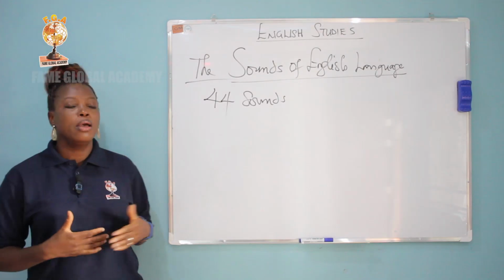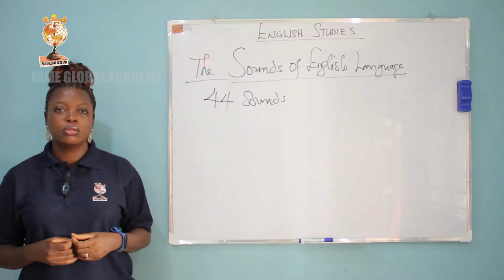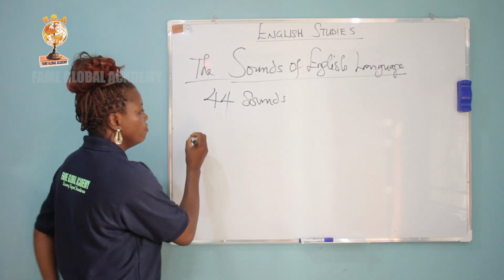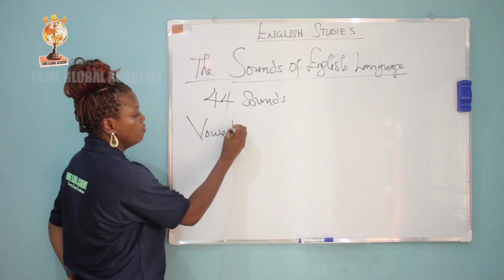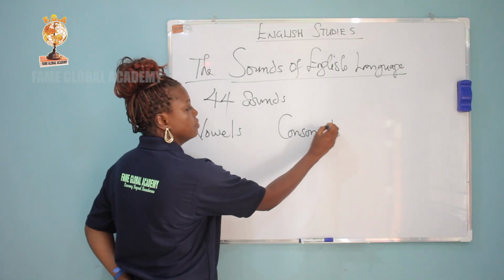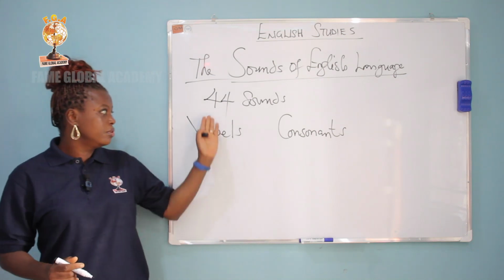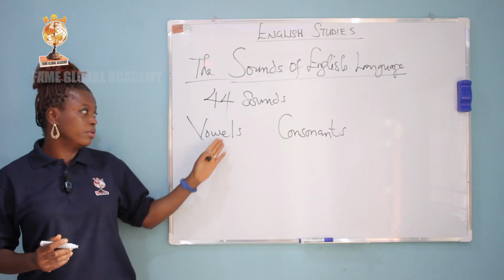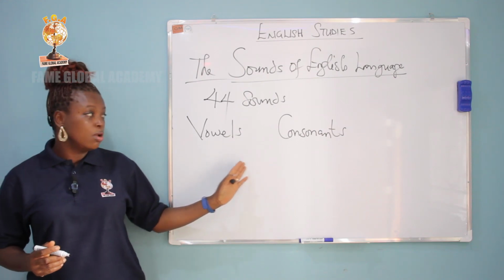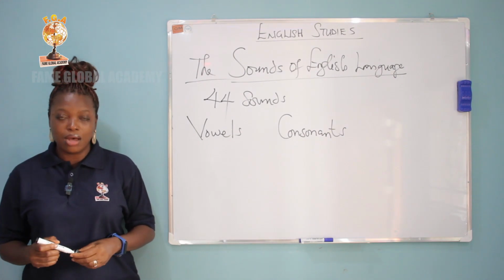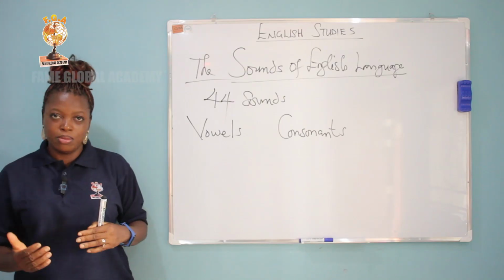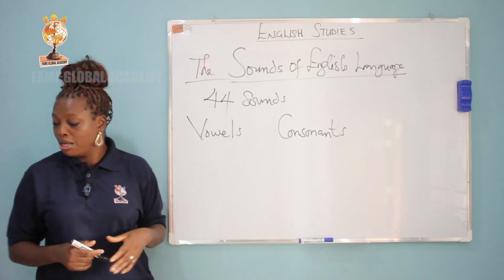They're divided into two major groups called vowels and consonants. One of them, the first group, is vowel sounds, while the other group is consonant sounds. So probably I should try and draw a little explanatory diagram for you to understand it better.